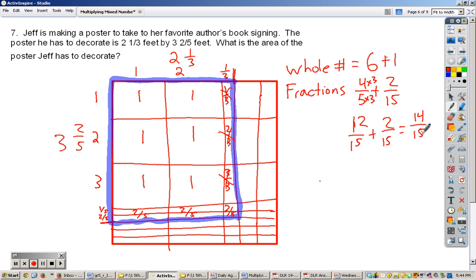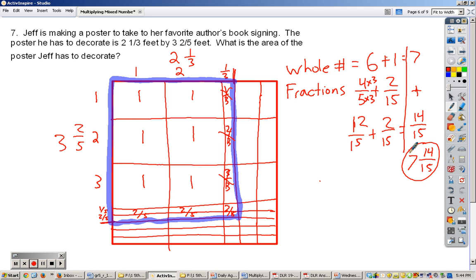My whole numbers up here, remember I counted for these fractions on the side, so I added to my whole numbers is 7. So 7 plus 14/15 equals 7 and 14/15. And that is my answer. 7 and 14/15.